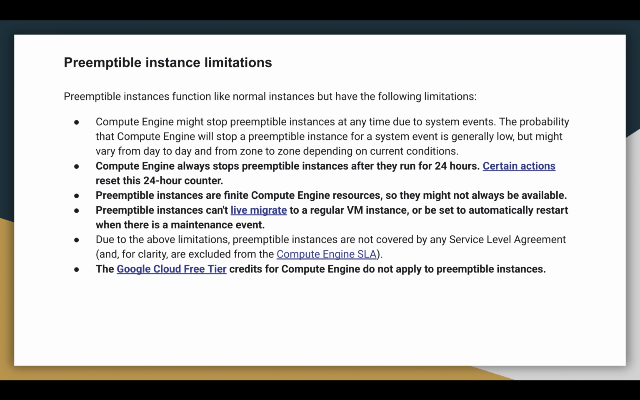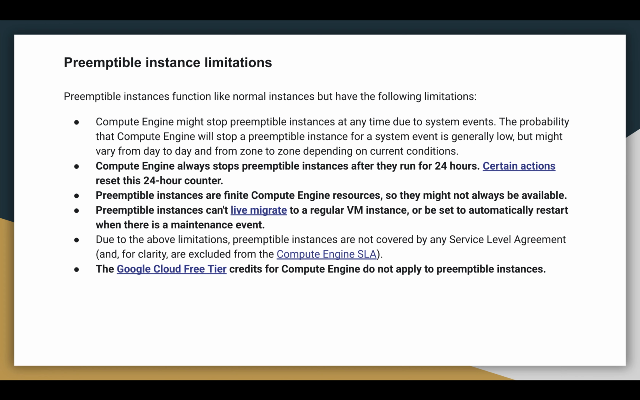The next point, preemptible instances are finite Compute Engine resources, so they might not always be available. Then third, preemptible instances cannot live migrate to a regular VM instance or be set to automatically restart when there is a maintenance event. Then finally, the Google Cloud free tier credits for Compute Engine don't apply to preemptible instances.